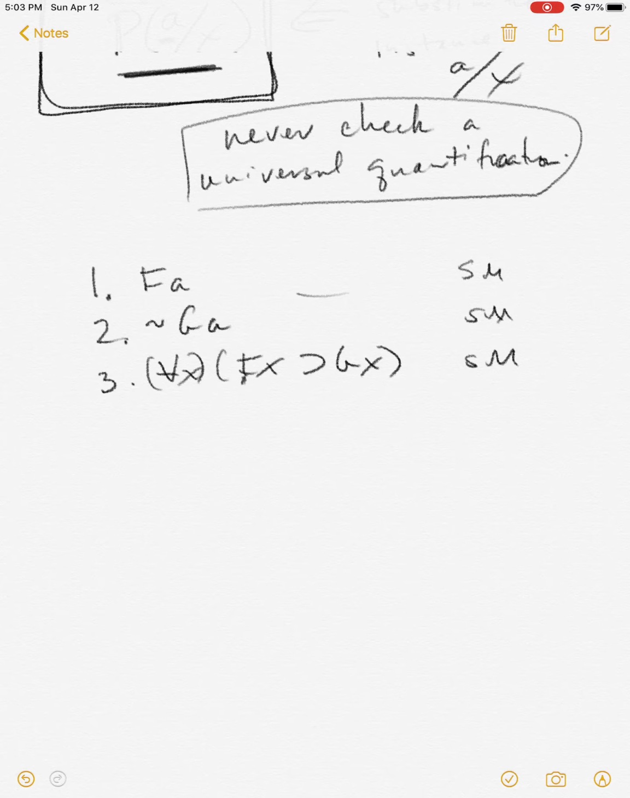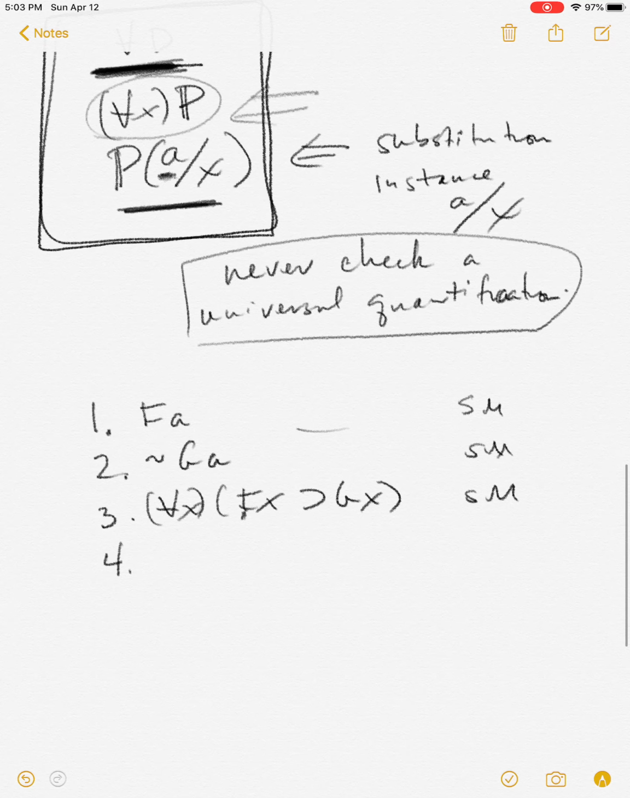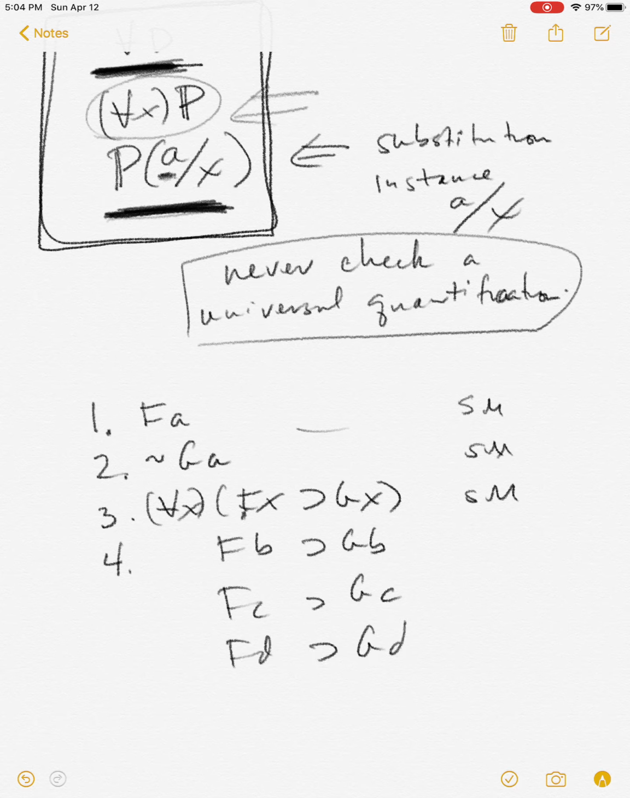Okay, so let's think about how we're going to finish constructing this tree so we get the result that we should get. We're going to apply universal decomposition to line number 3. And what do we get? Well, universal decomposition tells us that we can write down any substitution instance at all that we like. We could write down FB horseshoe GB, or FC horseshoe GC, or FD horseshoe GD. Here I've put in B for X, here I've put in C for X, here I've put in D for X.